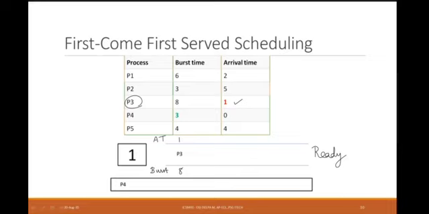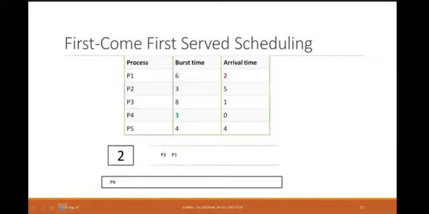Now the time is 1. The process P4 will be under execution, and at time 1 it is still under execution. How much of the CPU burst is left? At time 1, the CPU burst left is 2. I have to execute 2 more units. Now shall we move on to time 2?